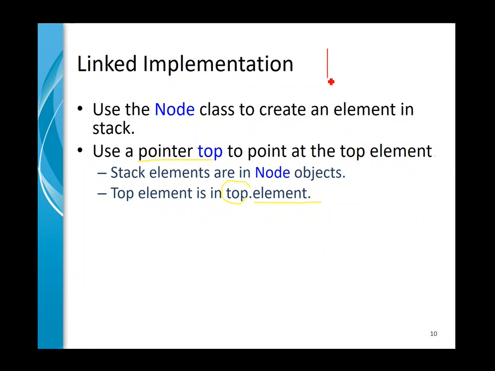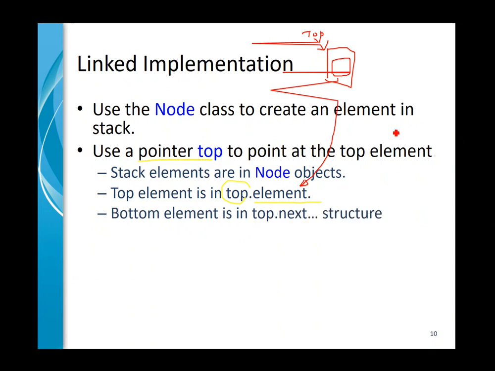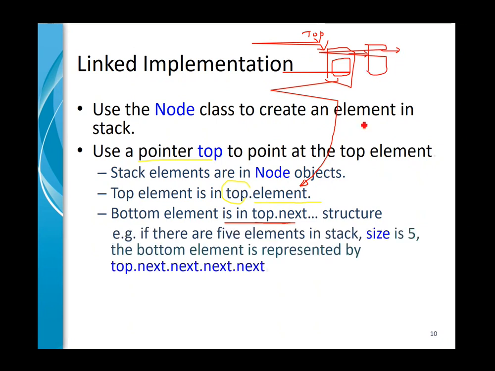If we draw it out, it will be a node, and there's a pointer pointing to it, which is called top. All of them are actually nodes, and each contains some sort of element. But the bottom elements are in the top next, one by one. Remember about the chain. You have one node pointing to another.